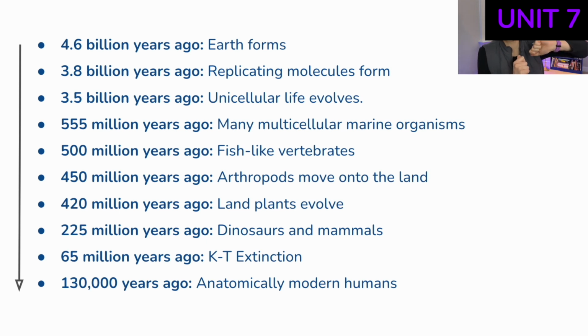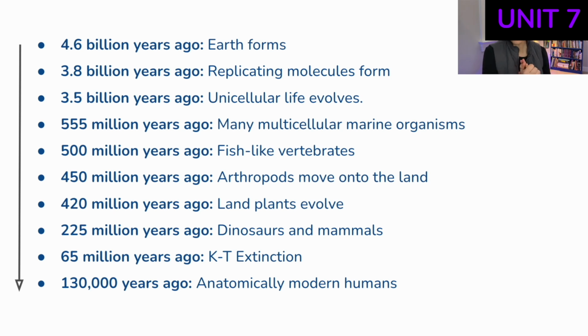But it's not until around 555 million years ago that we have many multicellular organisms in marine environments and diverse multicellular life in the oceans. Around 450 million years ago, we see arthropods moving onto lands that would later become things like our land insects, mites, millipedes, spiders, scorpions. 420 million years ago, land plants first evolved. So it's interesting to see that that is later than our first land arthropods.